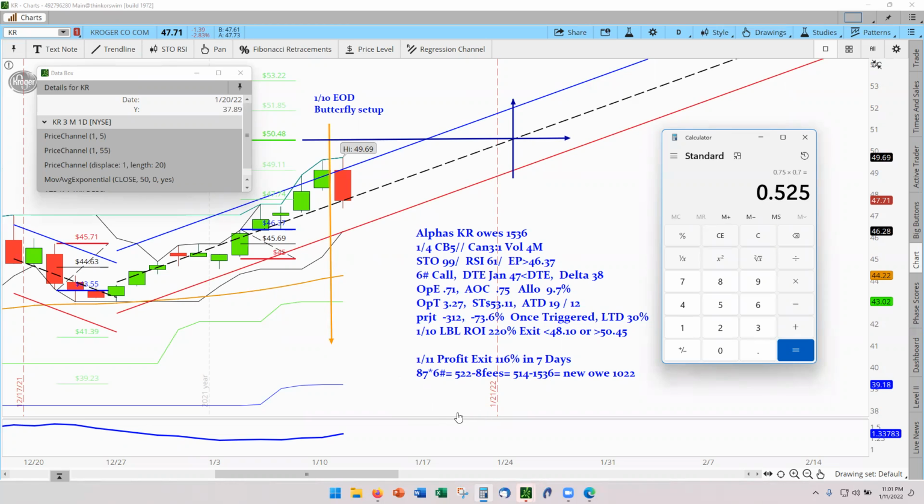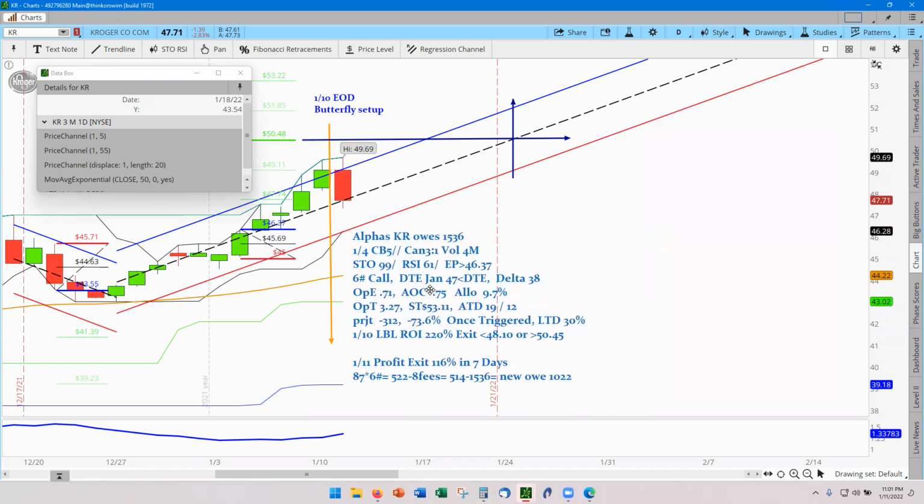So let's review the exit numbers here. Profit exit at 116%, 7 days. $87 was the take times 6 contracts, giving us a gross return of $522, minus $8 in fees, giving us a clear net of $514, charged against the 1536 owed, coming out with a new amount owed of 1022.